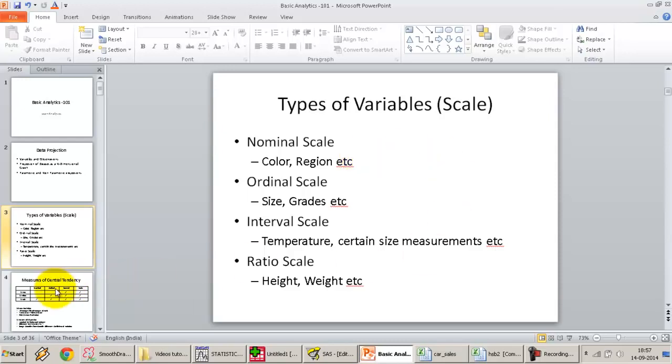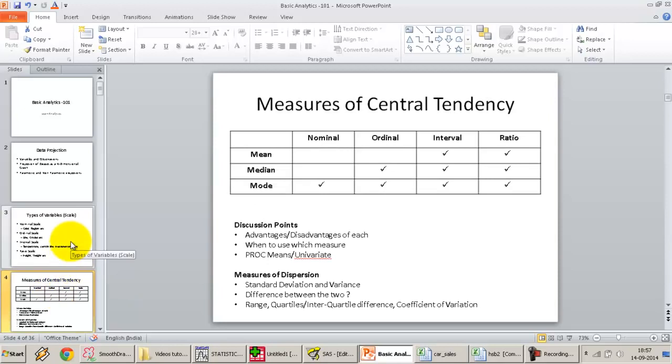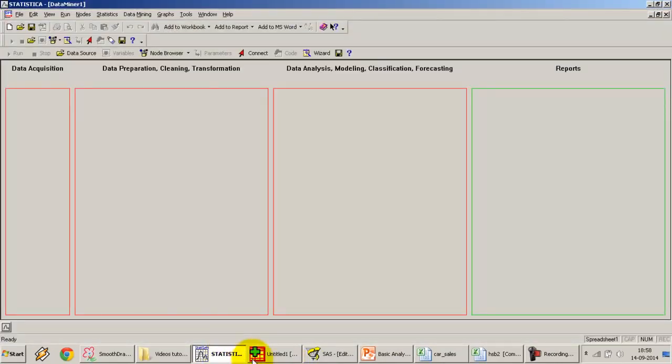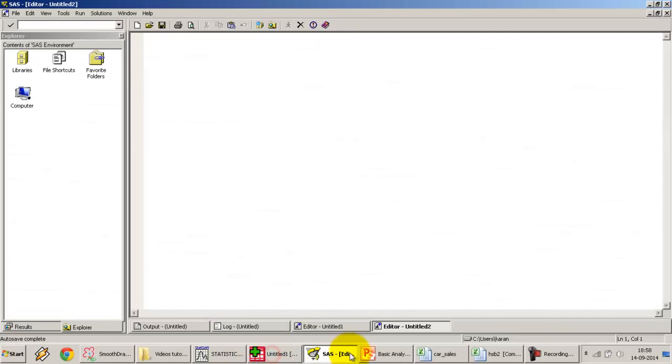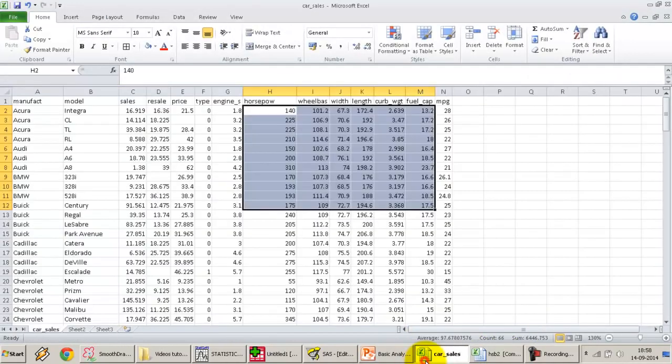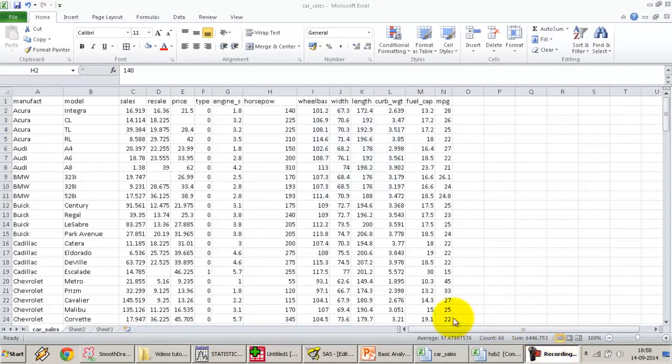Now in our next lecture, we're going to talk about the kind of measurements that we can do across these kinds of variables. So please have your statistical programs open and ready. We're going to be working on SAS, SPSS, and Statistica, and I'm also going to pull up our statistical package, and talk about the various measurements that we can do and start manipulating these two data sets that we have in actual statistical packages. All right, so on to the next class.